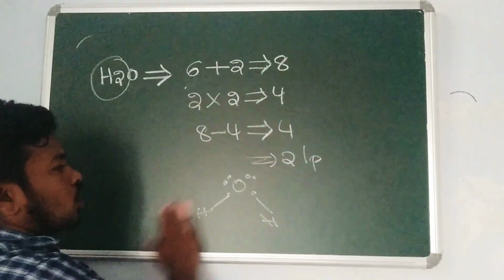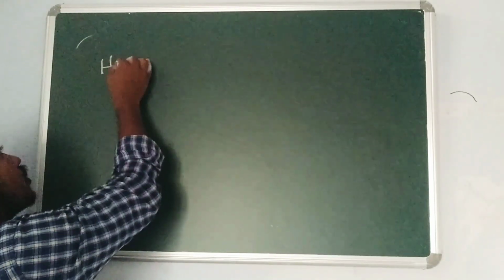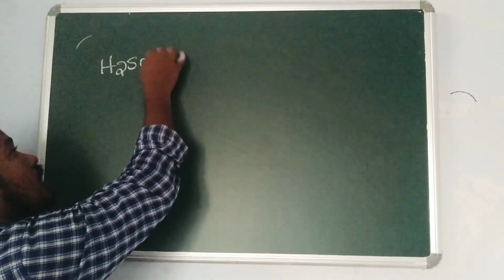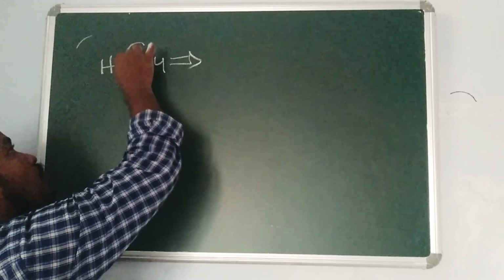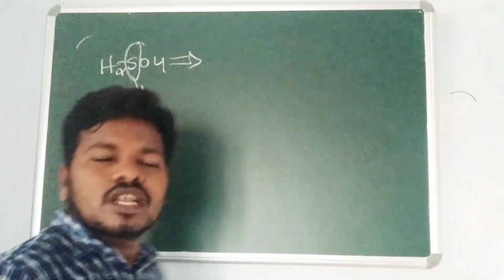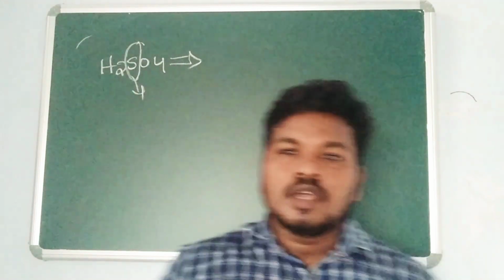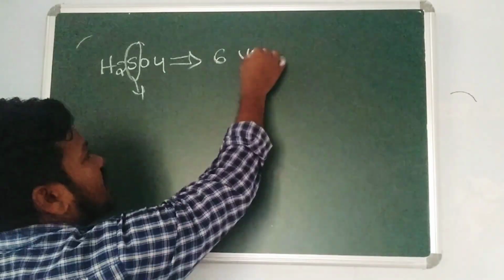Okay, this process is applicable for the oxyacids. How to calculate for H2SO4? How to calculate for H3PO4? If you want to calculate the lone pairs in H2SO4, you should not follow that method. First we count the number of valence electrons on the central atom, the least electronegative atom. So how many valence electrons on the central atom? 6 valence electrons.